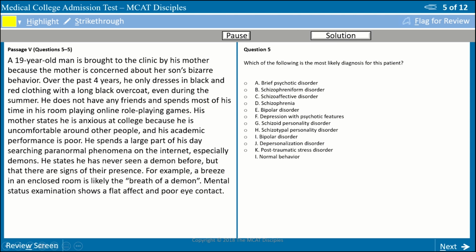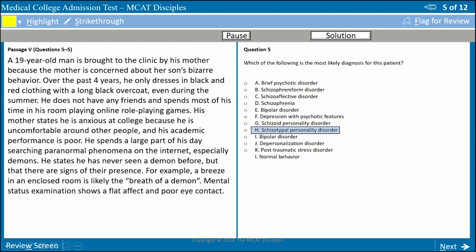A 19-year-old man is brought to the clinic by his mother because the mother is concerned about her son's bizarre behavior. Over the past 4 years, he only dresses in black and red clothing with a long black overcoat, even during the summer. He does not have any friends and spends most of his time in his room playing online role-playing games. His mother states that he is anxious at college because he is uncomfortable around other people and his academic performance is poor. He spends a large part of his day searching paranormal phenomena on the internet, especially demons. He states that he has never seen a demon before, but that there are signs of their presence. For example, a breeze in an enclosed room is likely the breath of a demon. Mental status exam shows flat affect and poor eye contact.